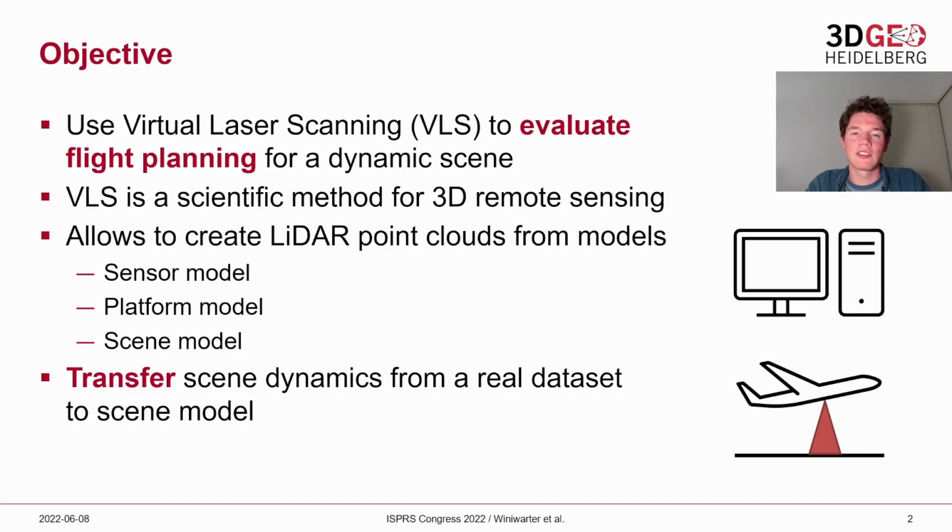These models contain a sensor model, which represents the laser scanner itself, a platform model, which represents the device or platform the scanner is mounted on. This could be an airplane or a truck or a static tripod, and a model of the scene. And in this research, we want to investigate how we can transfer a scene from a real data set to such a model, and we want to transfer a dynamic scene. This means that the scene is changing over time.